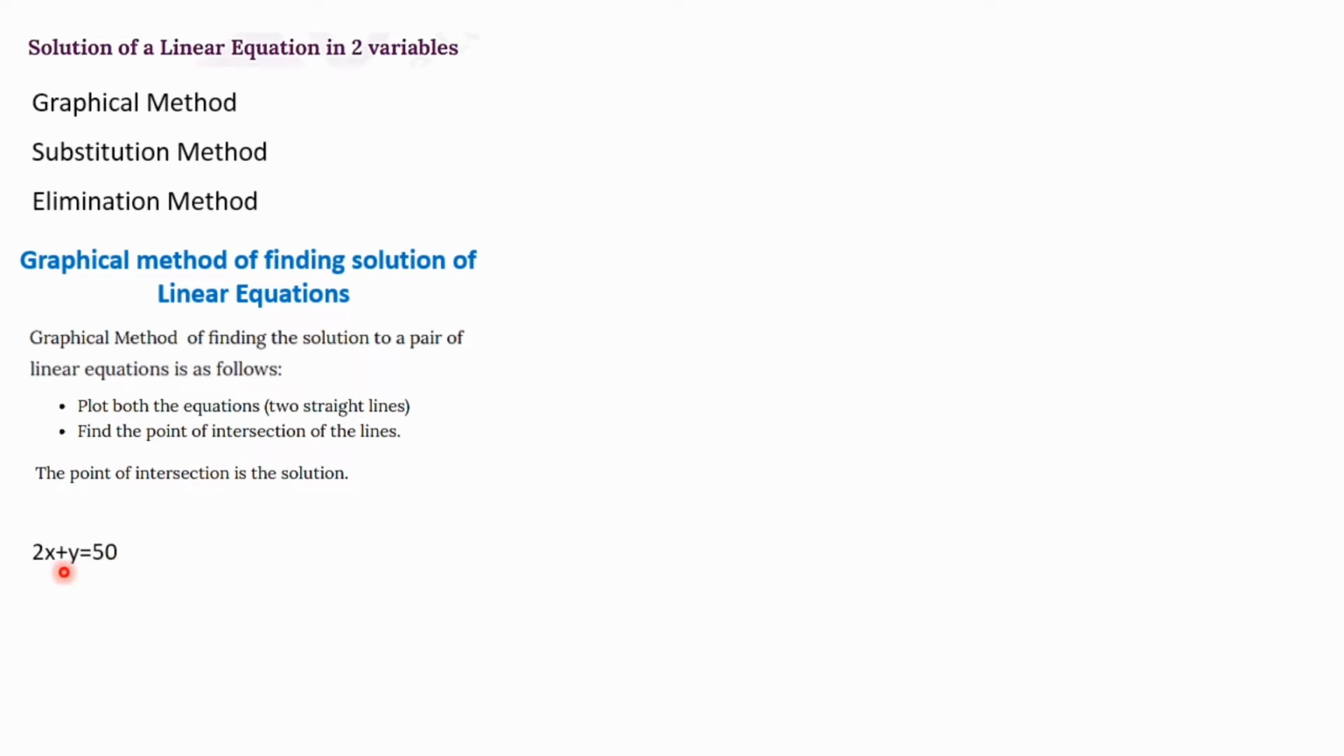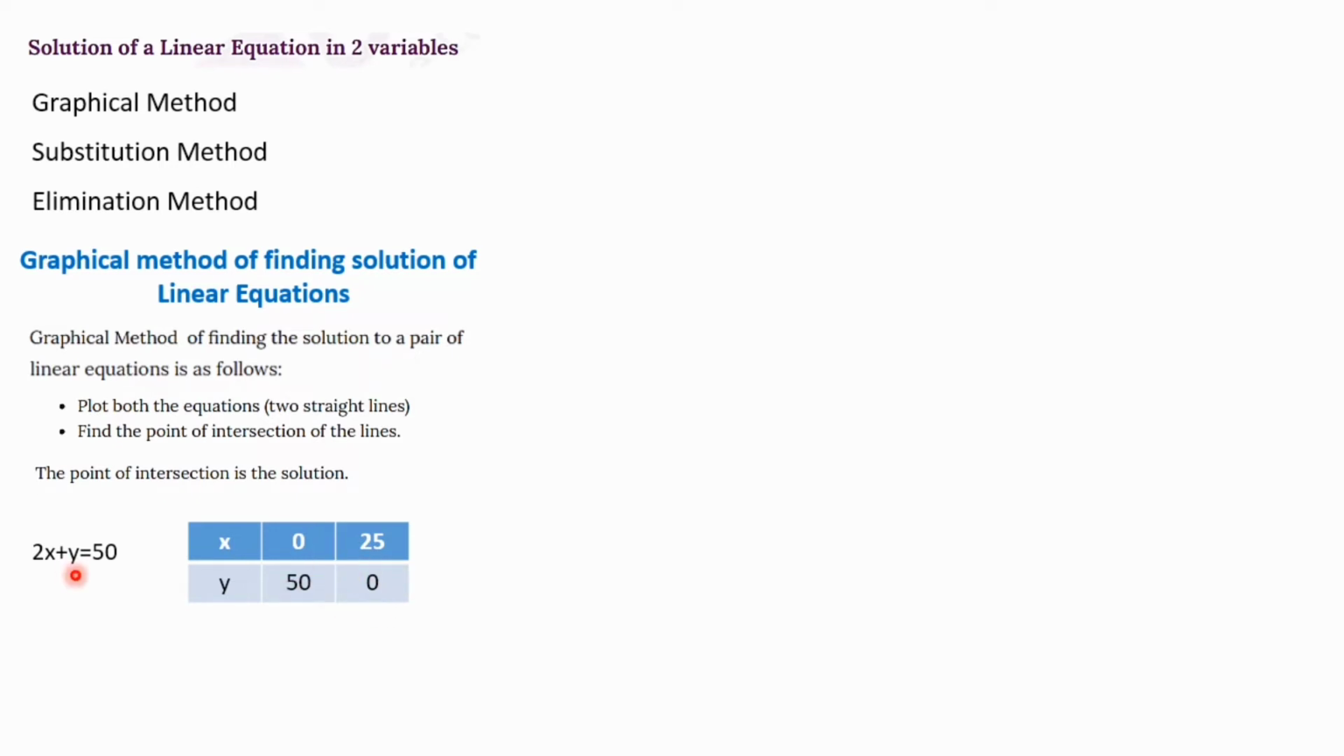Consider an equation 2x plus y is equal to 50. Then you have to make a table of points, that is x and y. If I put x as 0, the y value will be 2 into 0, that is 0, so y we will get as 50. So 0, 50.